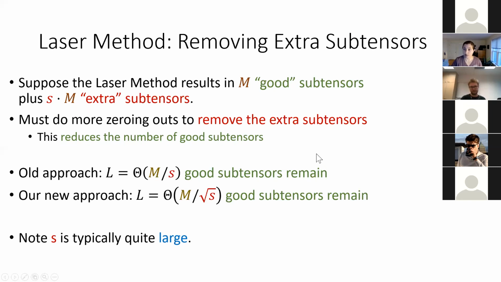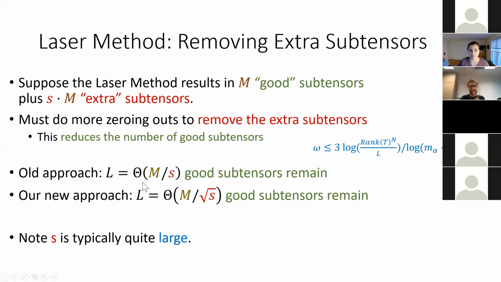So let's see how this affects omega. For omega, this is the bound we were getting: for a distribution alpha, you had the rank of T to the nth, divided by L, where L is the number of disjoint subtensors we're getting. If L was M over S, then you put M over S here, and you get S up here, which is typically very large, affecting your bound on omega. Now we replace this S with a square root of S, so you get a lesser penalty.